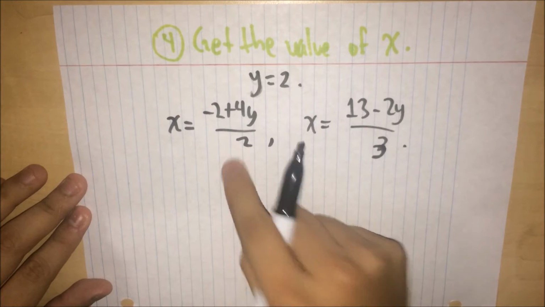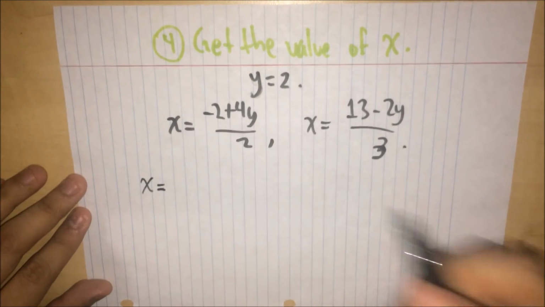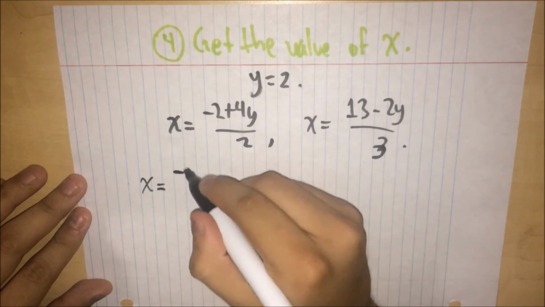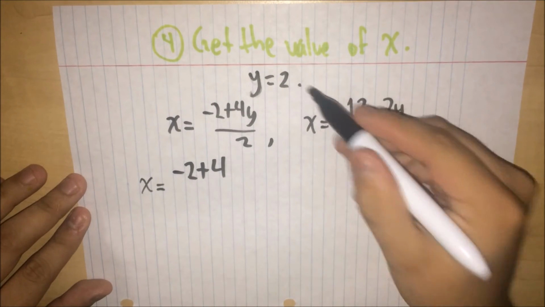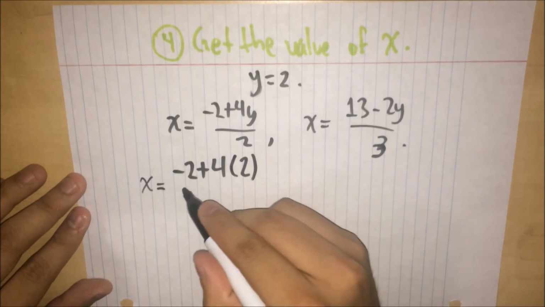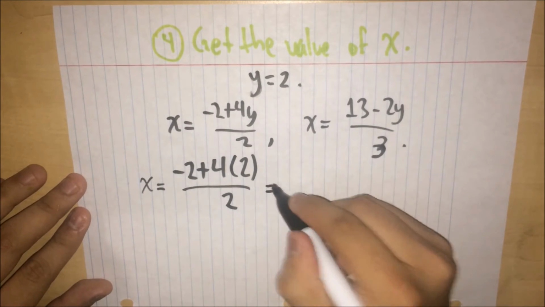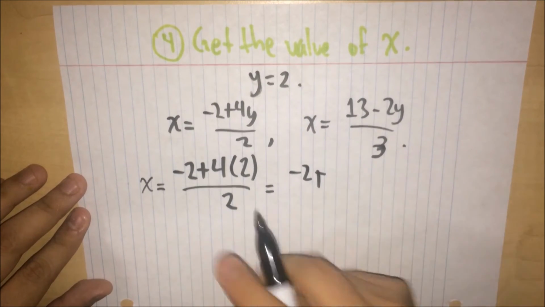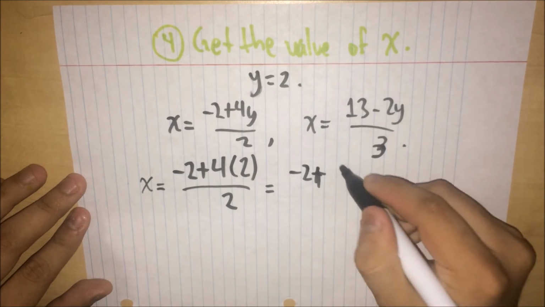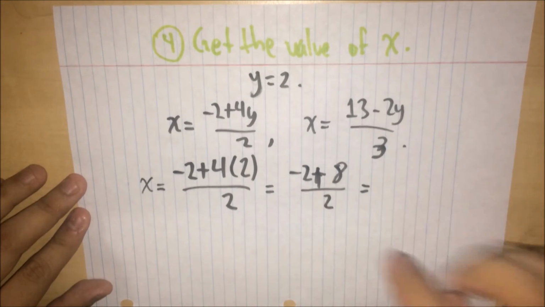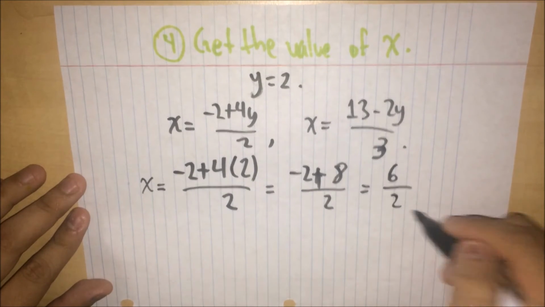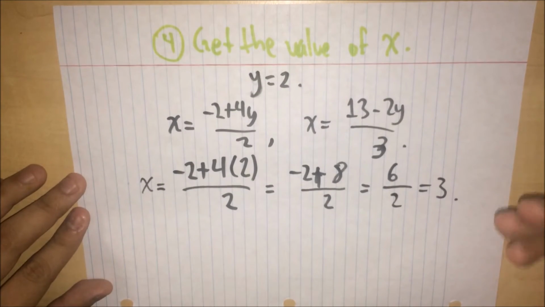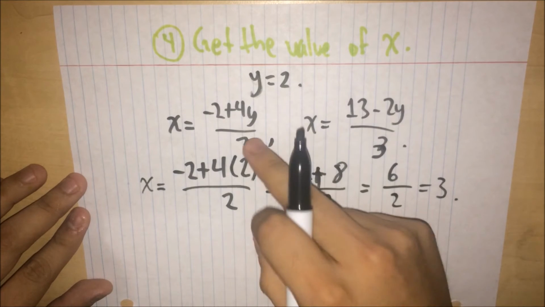If we use the first one, we get that x is equal to minus 2 plus 4 times y, but we already know that y is equal to 2, so we're going to put that 2 here, and I'm going to solve this. So this is minus 2 plus 4 times 2, which is 8, over 2. So it's minus 2 plus 8, this is 6 over 2, this is 3. And this is the value of x if we use the first equation.